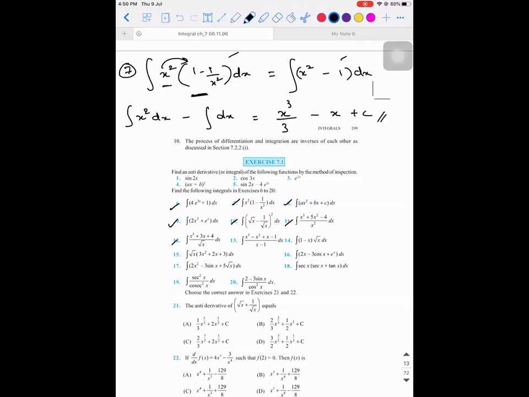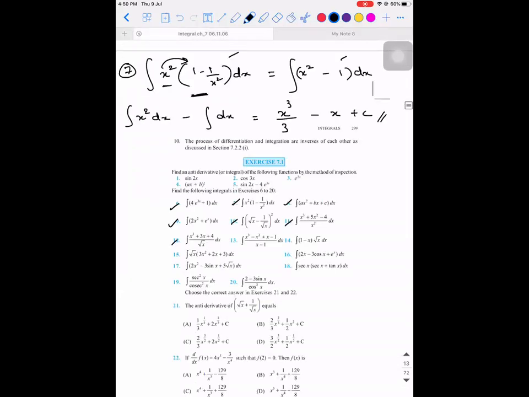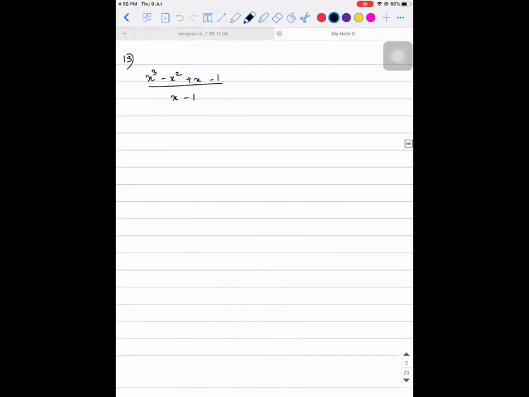Okay. Now I'll do the 13th one. So 13th one is x cube minus x square plus x minus 1 divided by x minus 1. So this is an algebraic expression. Here if I observe between x cube and x square, what is common? X square. I can take out x square outside, x square into x minus 1 plus 1 into x minus 1. Can I write it like this? The whole divided by x minus 1.